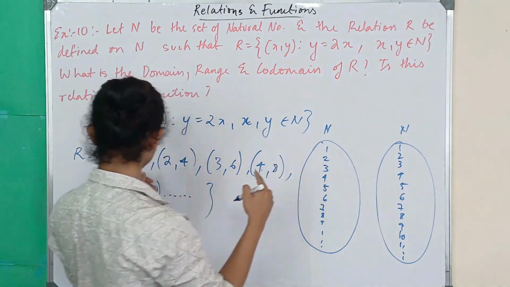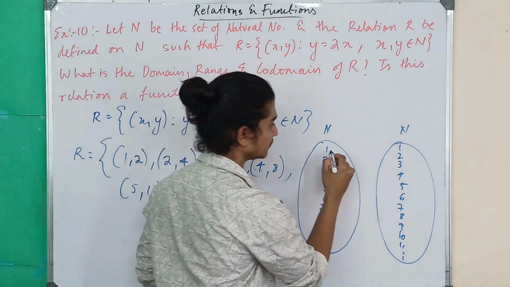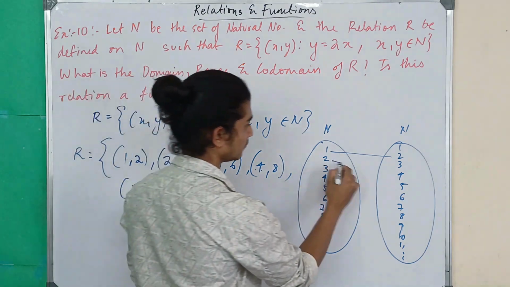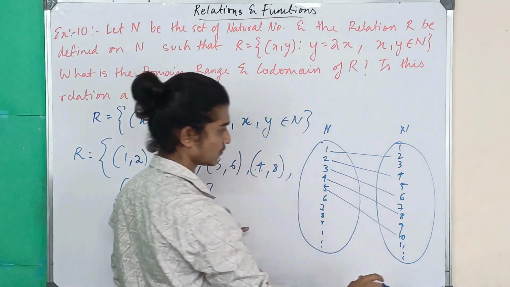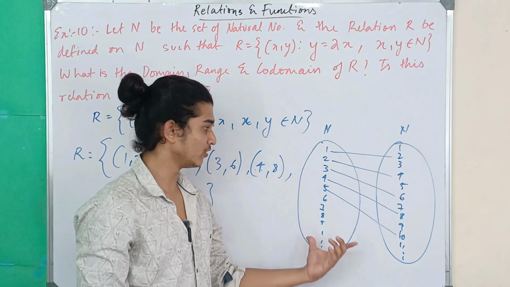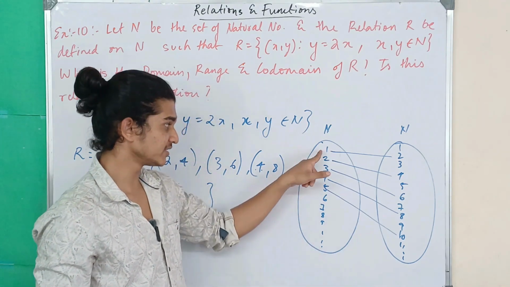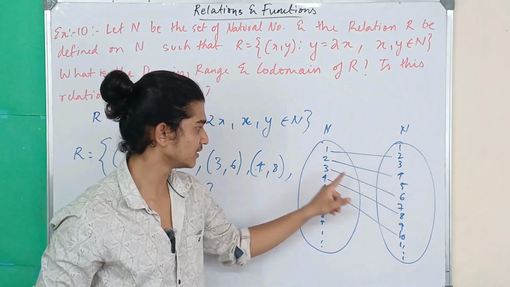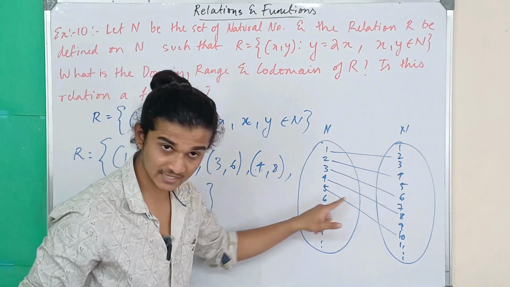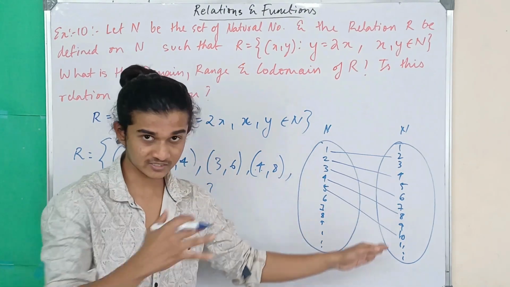So 1 goes with 2, 2 goes with 4, 3 goes with 6, 4 goes with 8, 5 goes with 10, and so on. As I told you before, in order for a relation to become a function, every single input should have an output. So 1 has an output, 2 has an output, 3 has an output, even 6 has an output. 12 I didn't write, so we can still extend and go on.